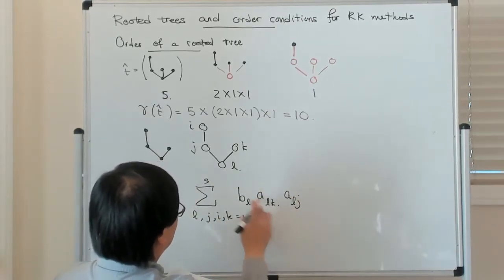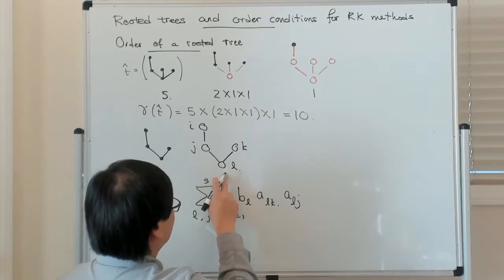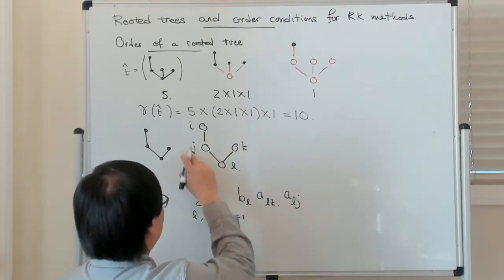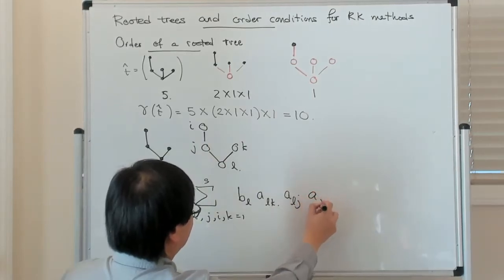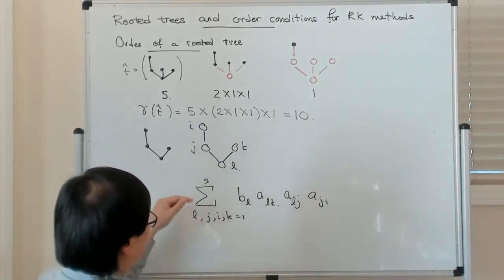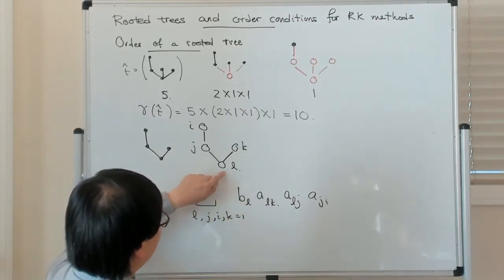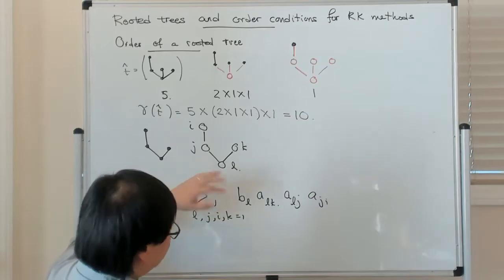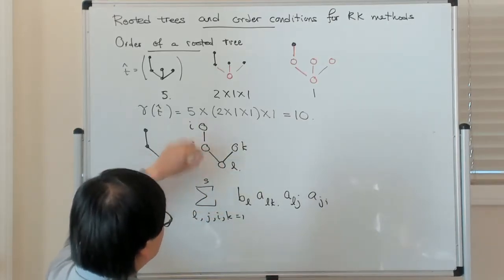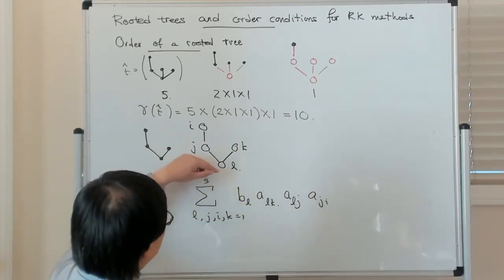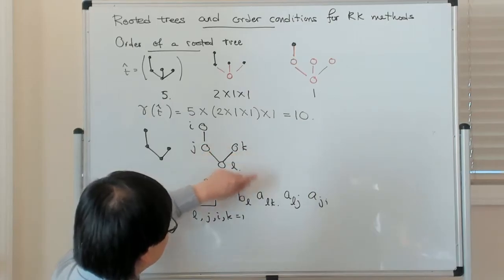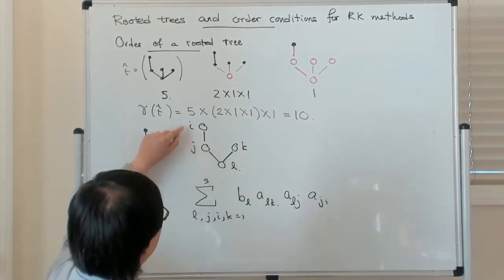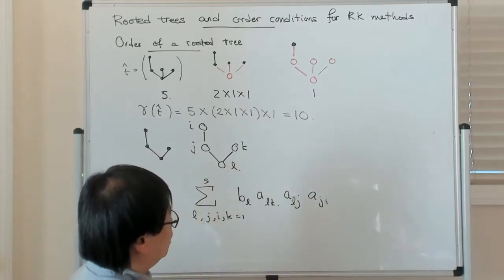So the ordering has to do with the first term being the lower label, and the second term being the upper label. So this corresponds to an A_JI term. Let me recap. There's a B_L term because L is the label associated with the root, and the root has the B coefficients. Then all the other links involve the coefficients of the A matrix, where I look at the lower index and then the upper index. So there's an LK, an LJ, and a JI term.